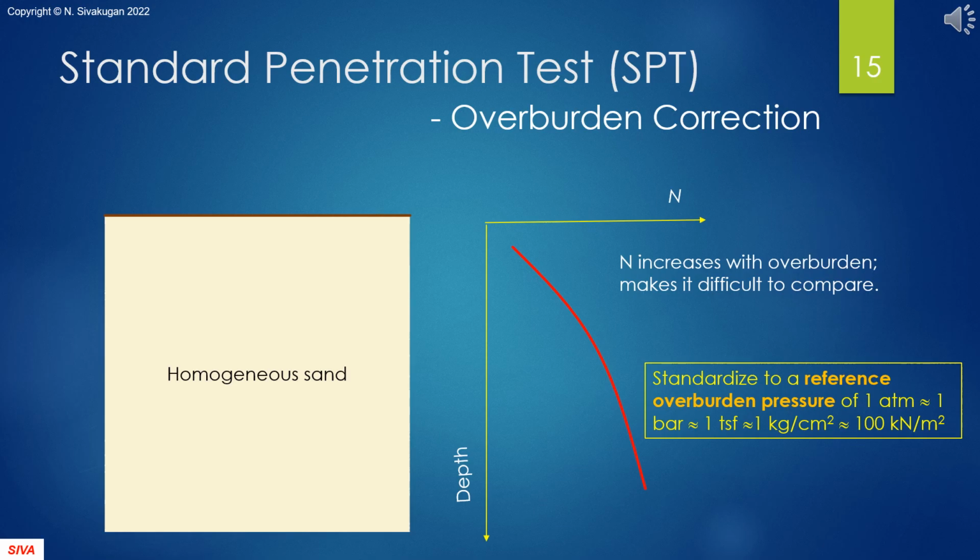Even in a homogeneous sand with constant void ratio, the blow count increases with depth. The overburden pressure and hence the confining pressure increase with depth. No matter at what depth we measure N, we will standardize it to a reference overburden pressure of 1 atmospheric pressure, which is approximately equal to 1 bar equals 1 ton per square foot equals 1 kilogram per centimeter squared equals 100 kilopascals. We will call this as N1. If it is already adjusted for hammer efficiency, it is then N160.